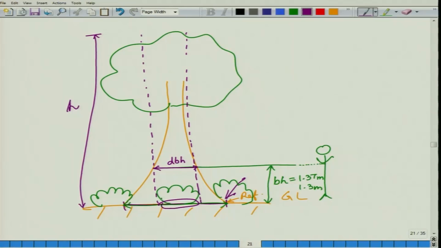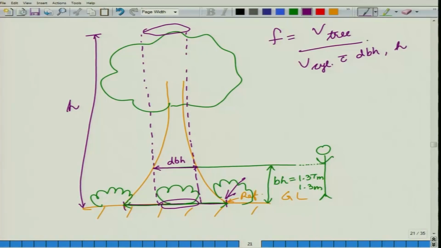So, if we took this cylinder and calculated the form factor, this would give us the false, artificial, or breast height form factor. It is equal to the volume of the tree divided by the volume of a cylinder with diameter at breast height as its diameter and the height of the tree as the height of the cylinder. We also have another form factor called the true or the normal form factor.